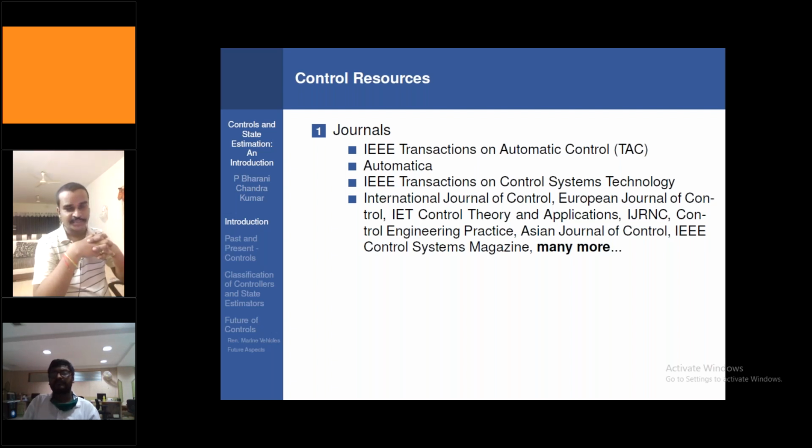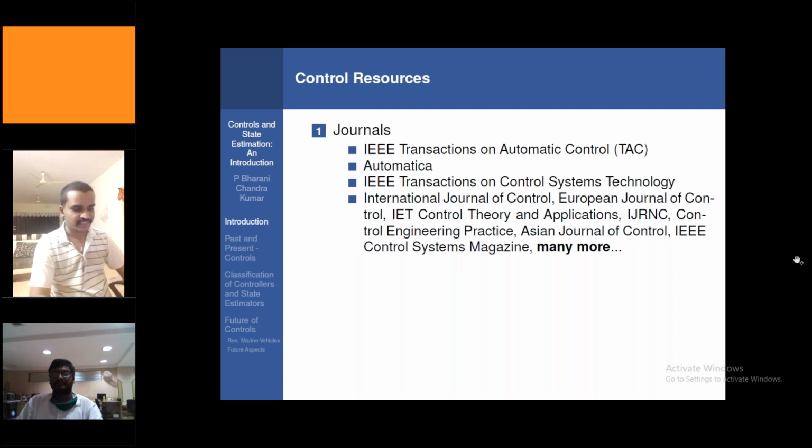Why? Because he followed substandard references, or he was not aware of the good journals which need to be followed by a control engineer or control system researcher. So you can see IEEE Transactions on Automatic Control and Automatica are the top class journals in control theory. The acceptance rate is very low and it is very difficult to publish. And IEEE Transactions on Control Systems Technology, International Journal of Control, European Journal of Control, IET Control Theory and Applications, IJRNC by Wiley, International Journal of Robust and Nonlinear Control, Control Engineering Practice, Asian Journal of Control, IEEE Control Systems Magazine, IEEE Control Systems Letters, and there are many more.